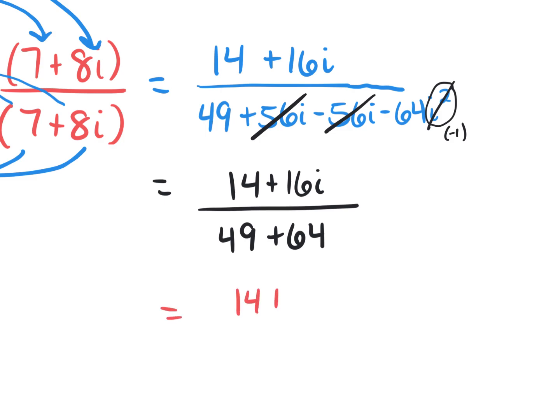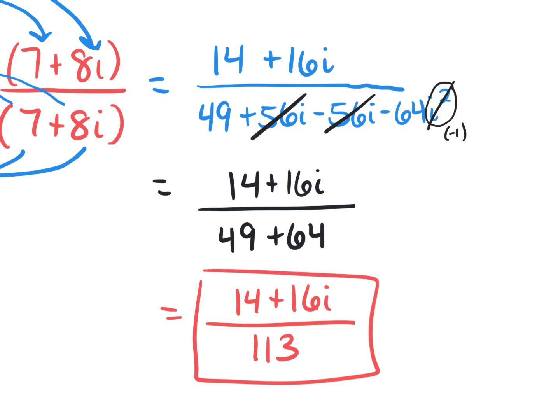What's the last thing I can do here? Yep, so the top we're going to have 14 plus 16i. What do I get when I add those two together? 113. Here's how we know if we're done. Do I have a complex number in the bottom? No. That's how you know you're done. When I no longer have a complex number in the bottom, okay, we're done. That is fully simplified.